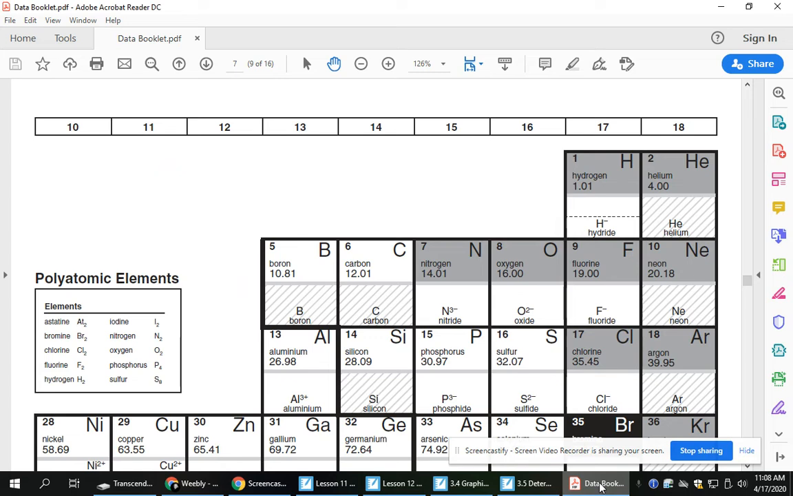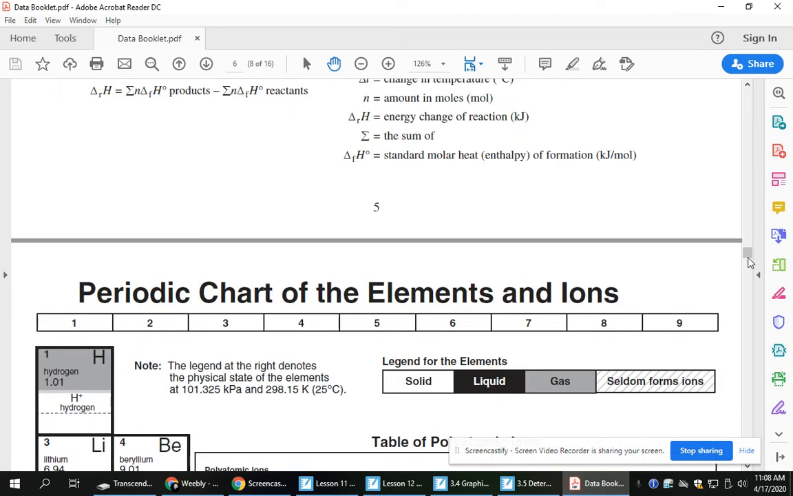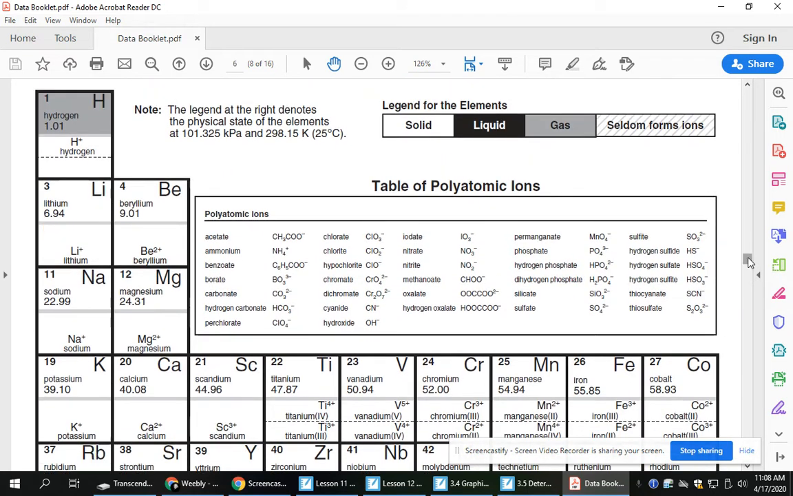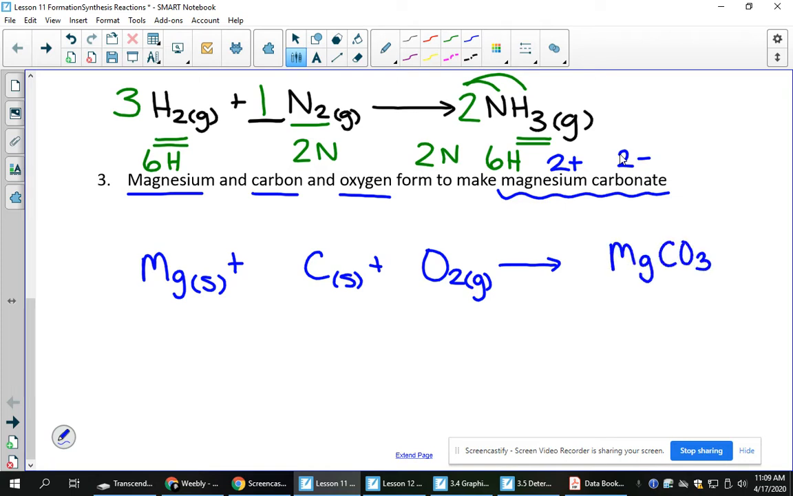Carbonate has a different ending. It's not IDE. So if it's not IDE, it's probably polyatomic, like we have in this box on the periodic table. I found carbonate in the first column, CO3 with a charge of 2 minus. I'm going to write the charge above carbonate. The 2's cancel out, and you simply write magnesium carbonate.